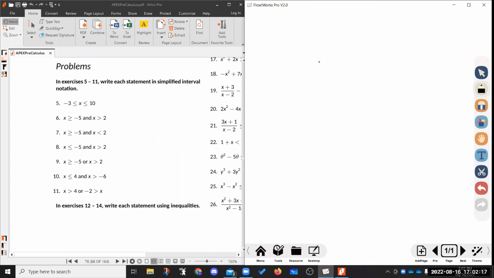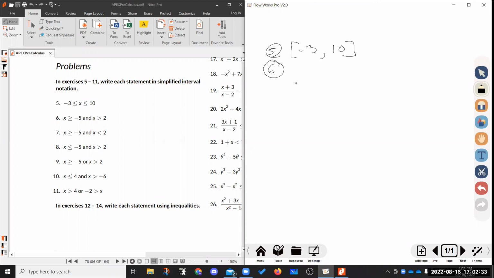All right, we're going to write number 5 in interval notation. This is very important that you learn interval notation. The left boundary point is included. The right boundary point is also included, so I use brackets to represent that.